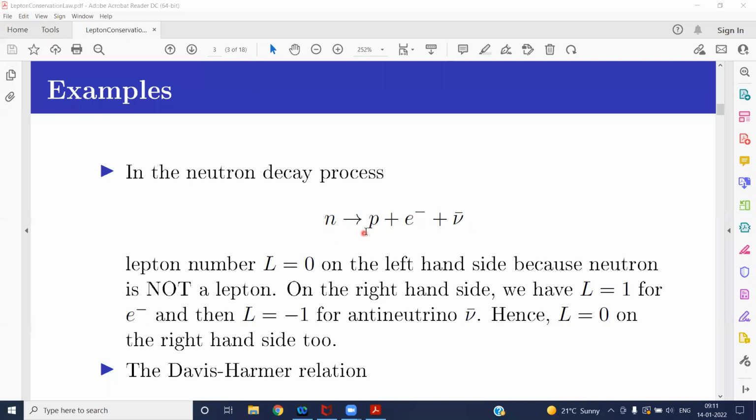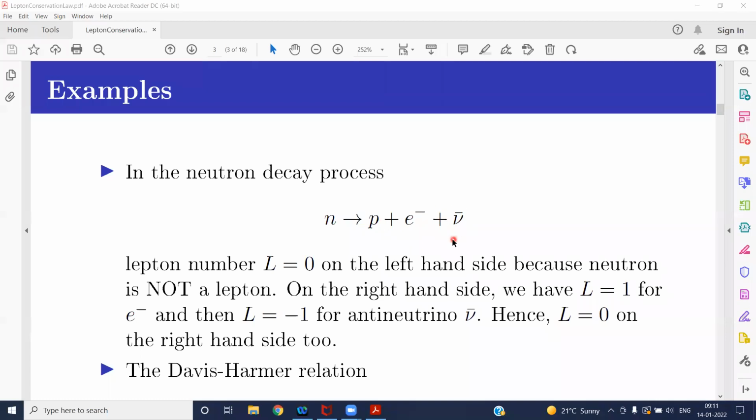0, ma'am. Okay, the left-hand side lepton number is 0. On the right-hand side, what is the lepton number of the proton? 0. What is the lepton number for an electron? 1. So if I didn't introduce a neutrino, the left-hand side lepton number would have been 0 and the right-hand side would have been 1. So people said it should not be a neutrino, it should be an antineutrino, so that the left-hand side and right-hand side lepton numbers are equal to 0.